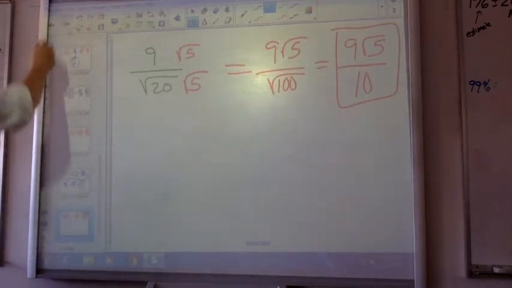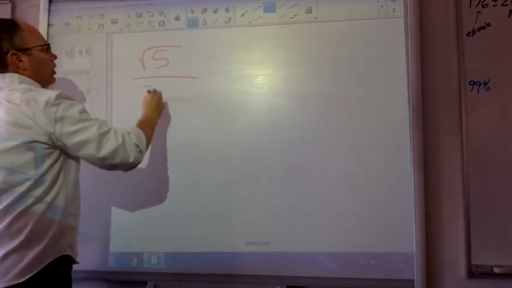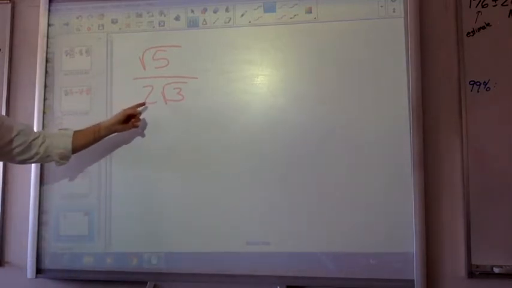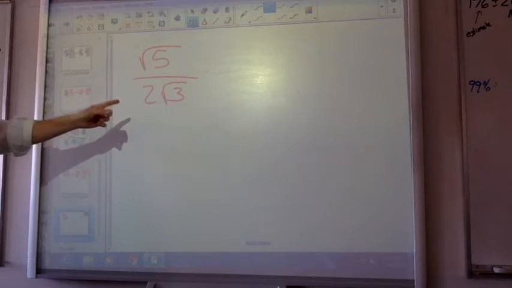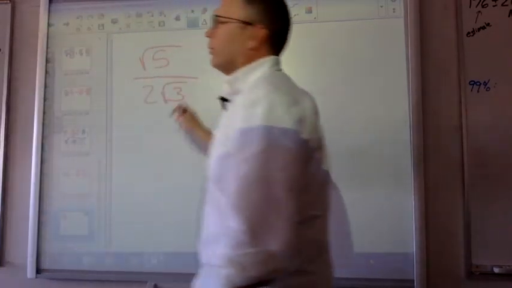So let's throw one little curveball at it. Let's say we had 5 square root 5 over 2 square root 3. Okay? So last example. So I'm not worried about the 2, am I? The 2 is going to come along for the ride, but the 2 isn't a radical. Agree? So what could I multiply root 3 by to get to a perfect square?